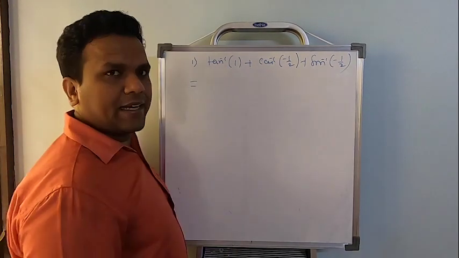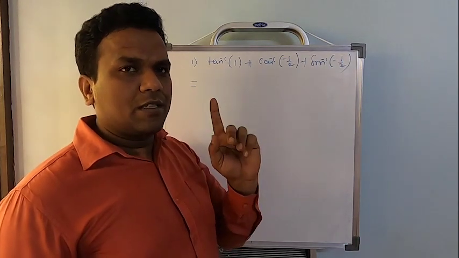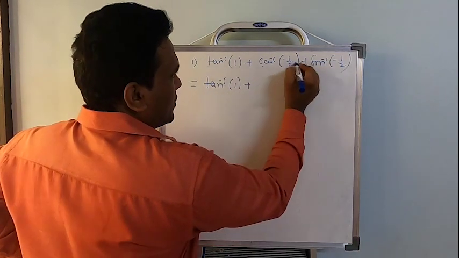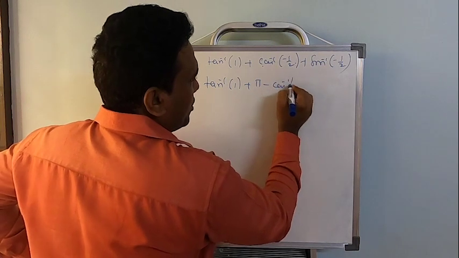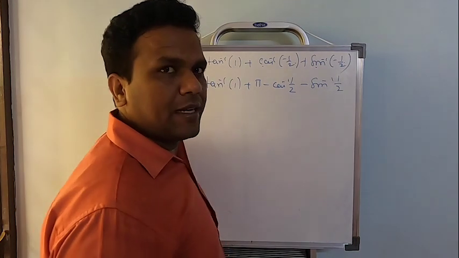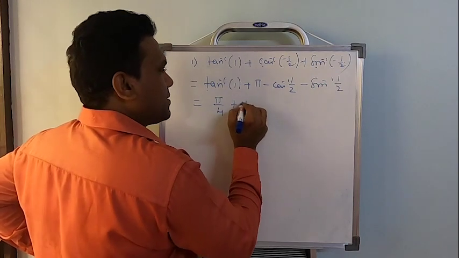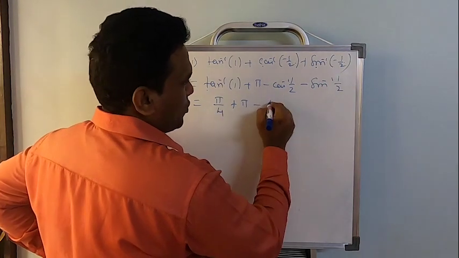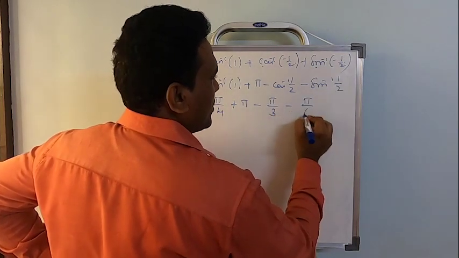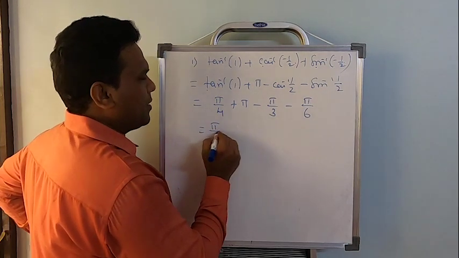I know tan inverse of 1 directly, I can write it, but first I should look for the negative sign in any inverse trigonometric functions. That's my first job. So tan inverse 1, let's retain. Cos inverse of minus x is pi minus cos inverse x, and sine inverse of minus x is minus sine inverse x. The negative property is applied. Now let's start. Tan inverse 1 is pi by 4, plus pi minus cos inverse 1 by 2. Cos inverse 1 by 2 is going to be pi by 3, minus sine inverse 1 by 2. Sine inverse 1 by 2 is going to be pi by 6.